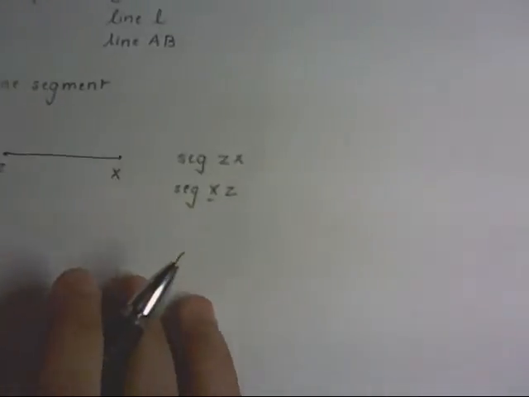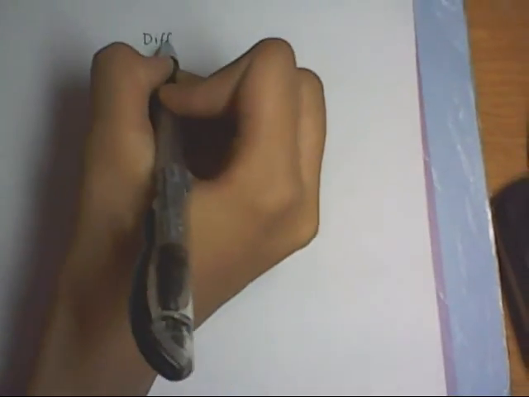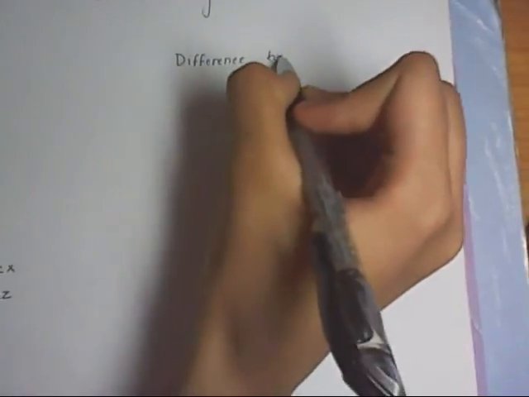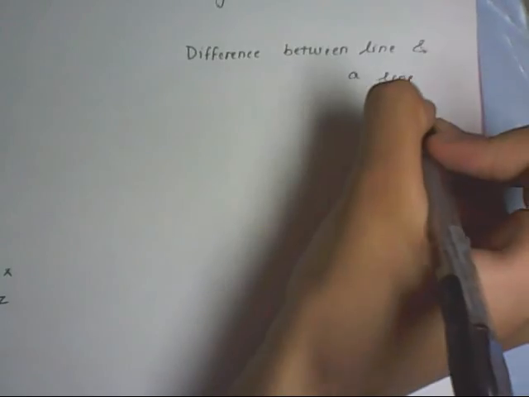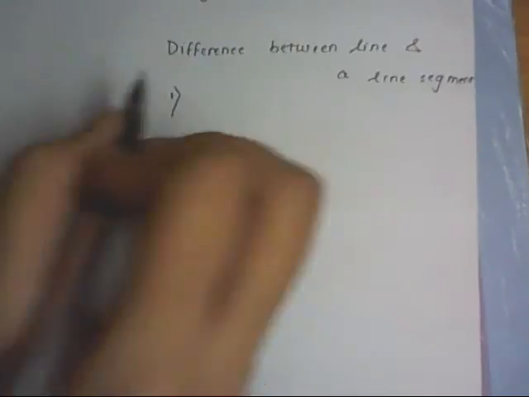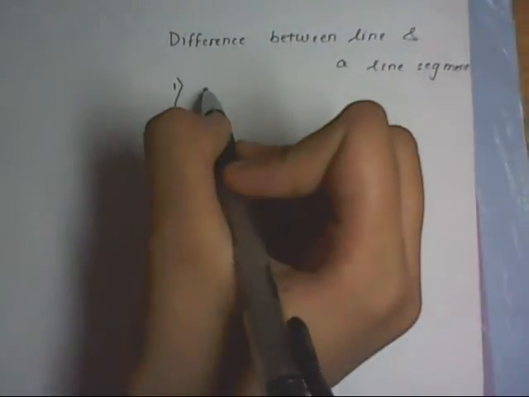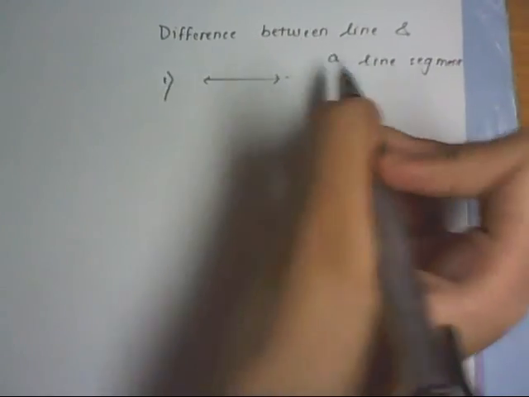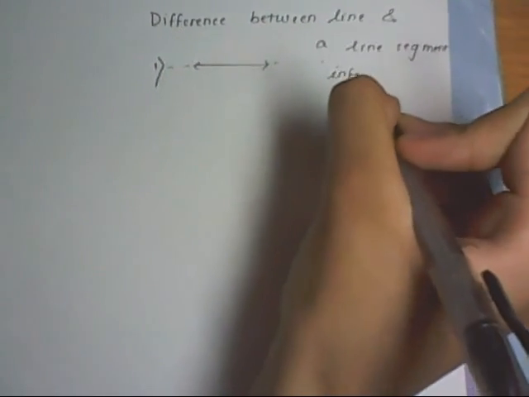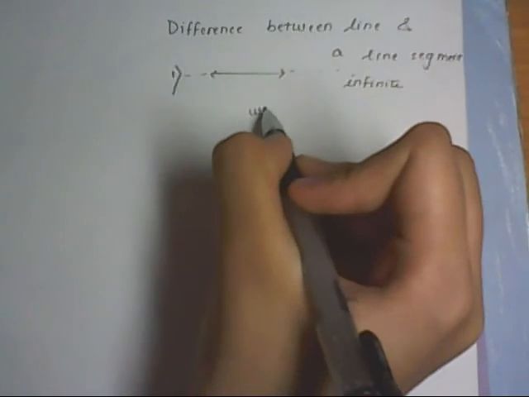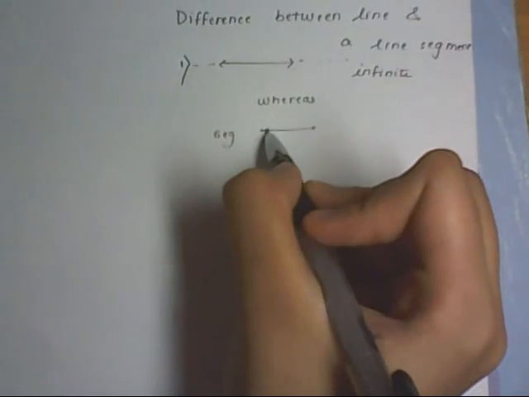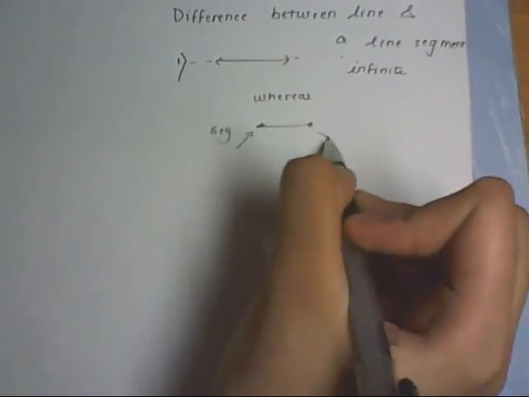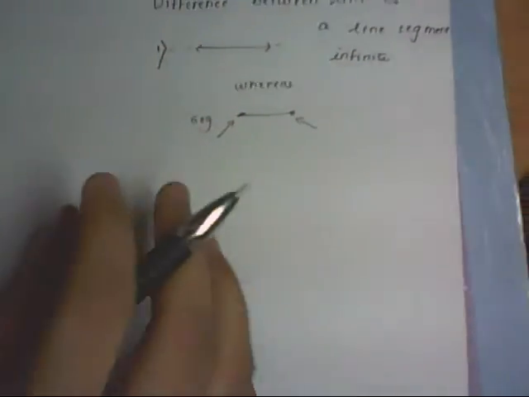Now what is the basic difference between line and a line segment? So the first point of difference is that line can be extended in both the directions equally. It is infinite. Whereas segment is restricted between these 2 points. This is the first major difference.